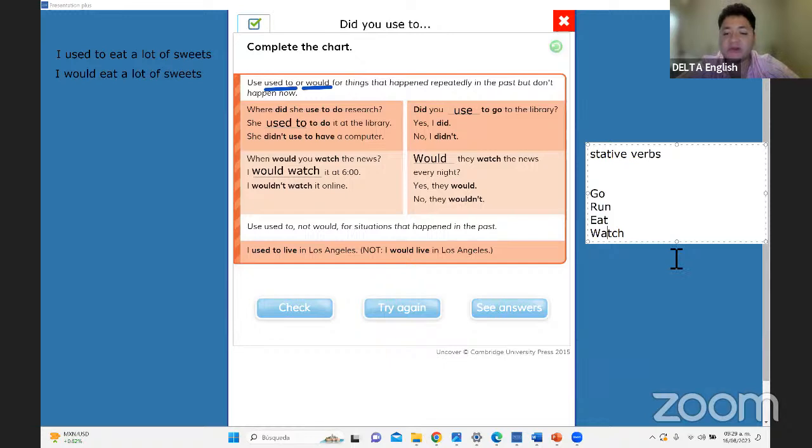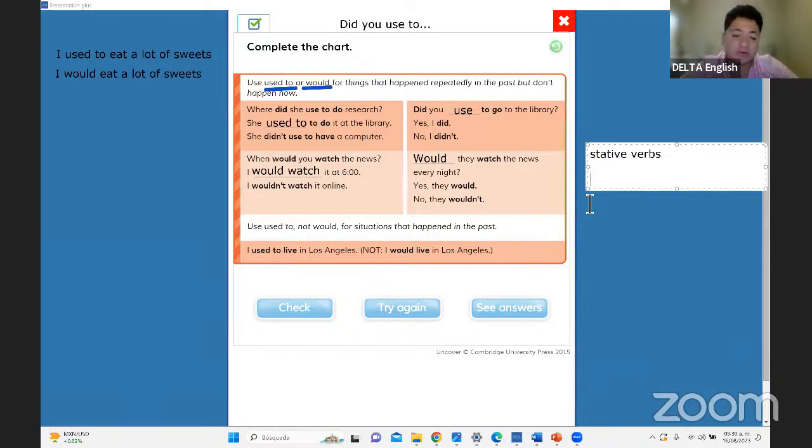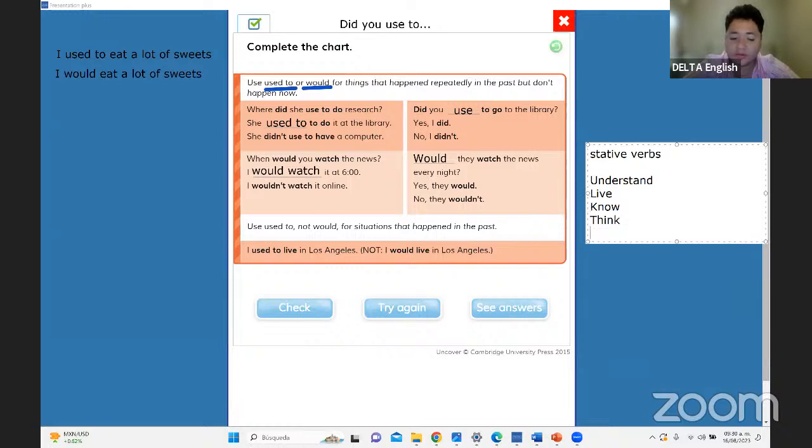But the stative verbs are different. The stative verbs remain as something that you cannot perform. Esos verbos sí son acciones, pero no se pueden realizar. Es decir, no hay una forma en la que yo lo pueda realizar para que tú entiendas que estoy realizando ese verbo, right? For example, the verb understand, live, know, think, love.